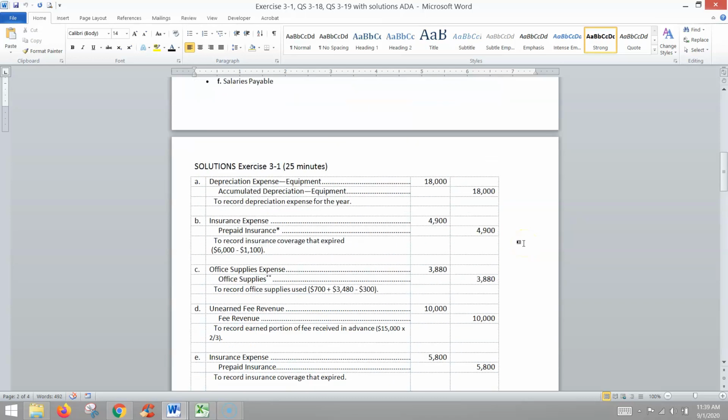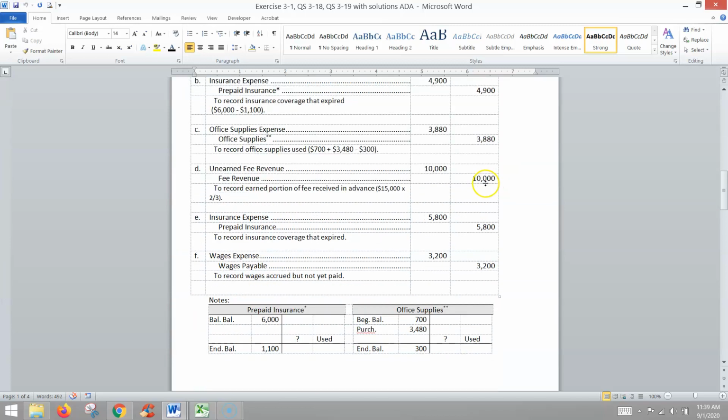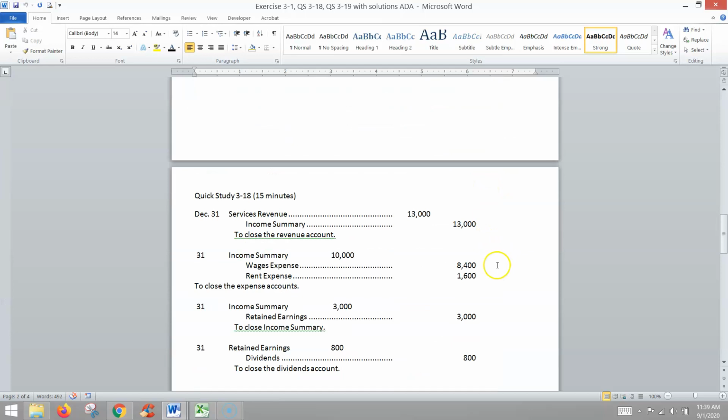The second one is to close any expenses. We have 2 expenses. We have wages expense and rent expense. Remember, expense accounts are debits. So to close them out, we're going to zero them out. We're going to credit these 2 accounts. We're going to add them up, and that's going to be our debit to income summary. So we're going to debit income summary for $10,000. We're going to credit wages expense for $8,400. We're going to credit rent expense for $1,600.